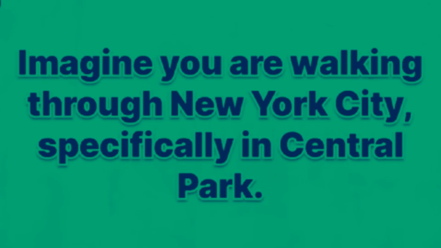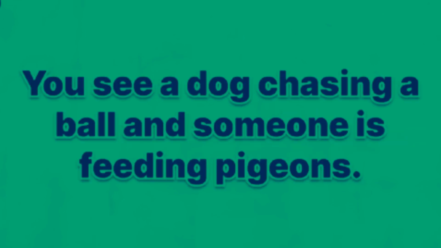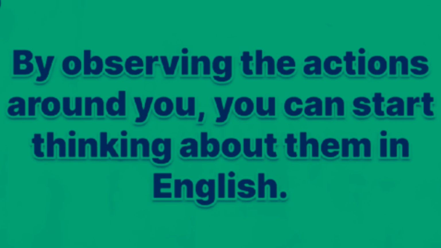Imagine you are walking through New York City, specifically in Central Park. You see people everywhere, all engaged in different activities. What are they doing? Some people are running, others are talking. You see a dog chasing a ball, and someone is feeding pigeons. These actions are described using verbs: run, talk, chase, feed. By observing the actions around you, you can start thinking about them in English.